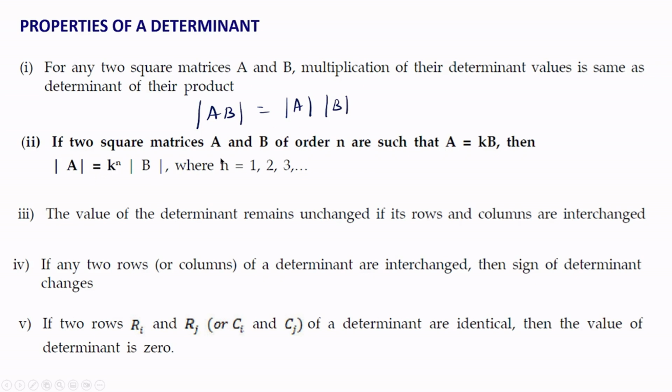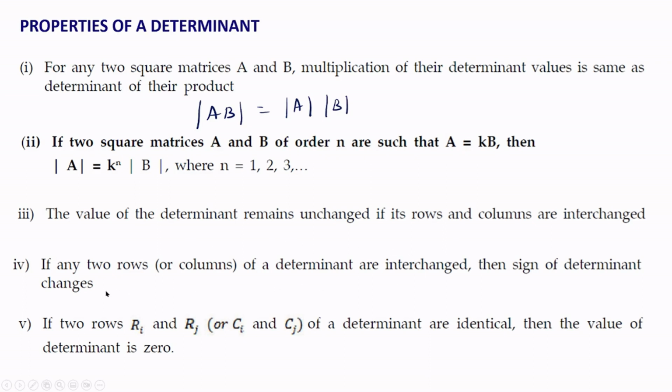If two square matrices A and B of order n are such that A is equal to K into B, then determinant of A equals K raised to n into determinant of B, where n is 1, 2, 3, etc. Then the value of the determinant remains unchanged if the rows and columns are interchanged.